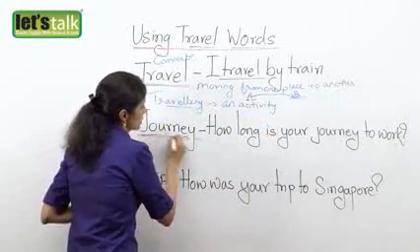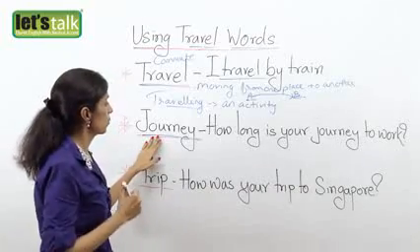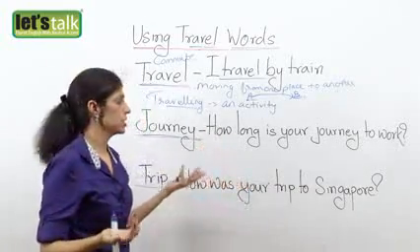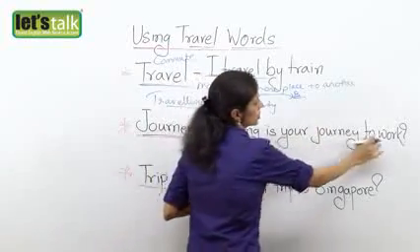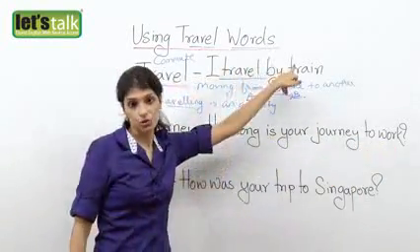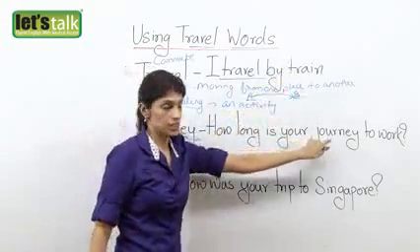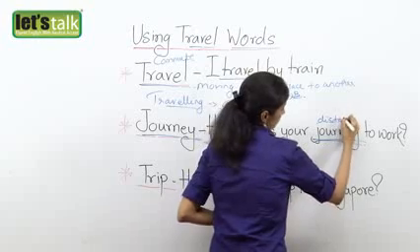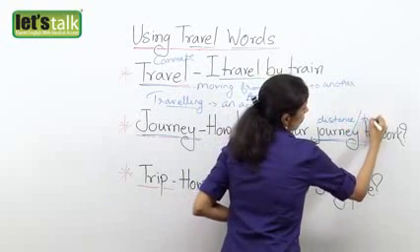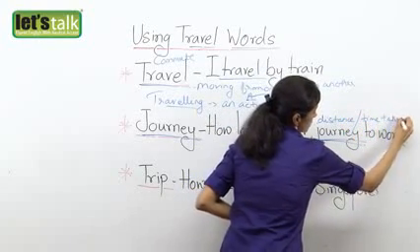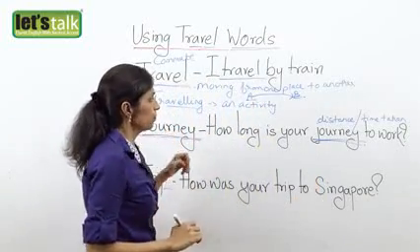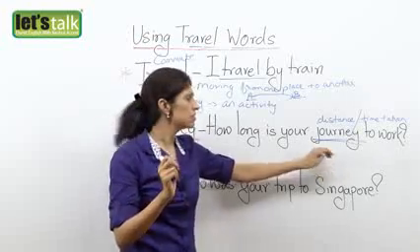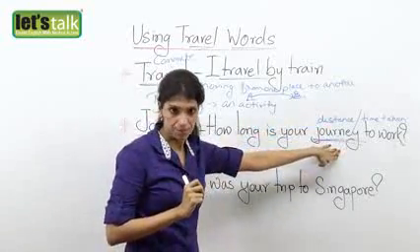Now let's see the word journey. Well, journey will tell you the distance from one place to another. So how long is your journey to work? Well, I travel by train, but how long is your journey? Journey means the distance, or it can mean the time taken. So my journey to work is about 20 minutes, is about 5 kilometers. So that's how you use journey.